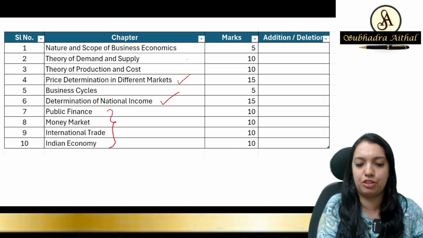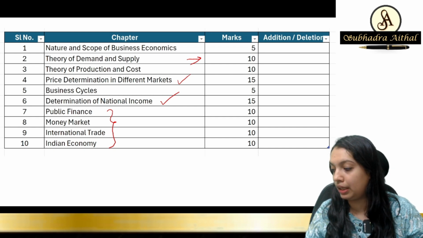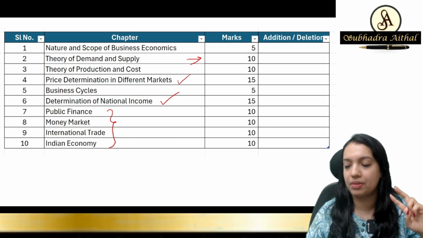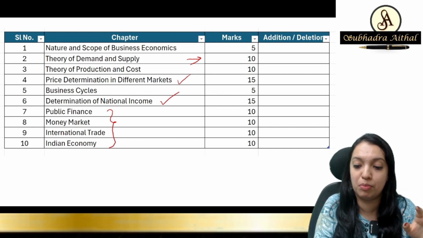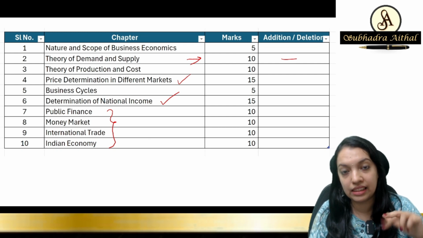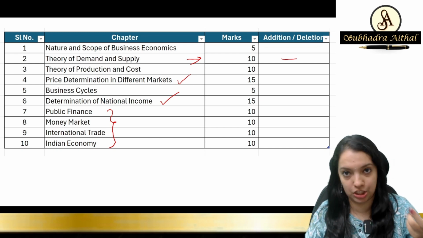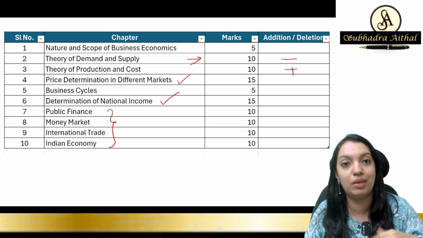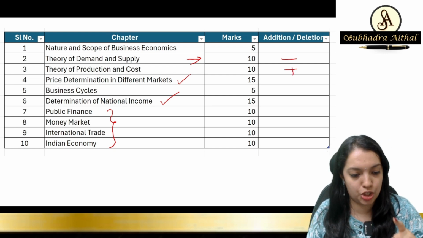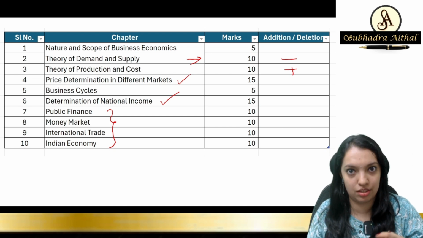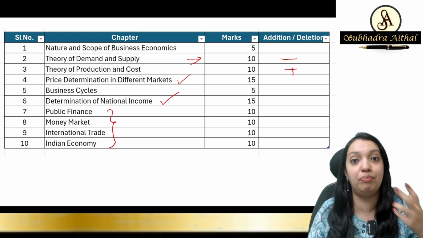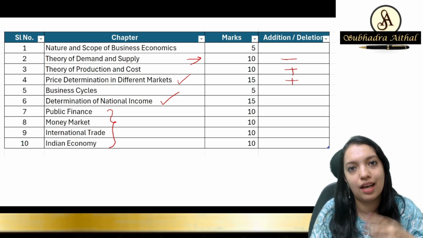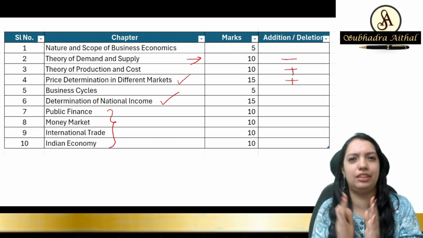If I take the example of chapter number 2, theory of demand and supply, small topics which were there earlier like demand forecasting, Marshallian approach have been removed from the syllabus. In theory of production and cost, which is chapter number 3, small topics like short run and long run have been introduced. In chapter number 4, price determination in different markets, a small topic, game theory, which usually comes in statistics, that game theory in oligopoly has been introduced. So small minor changes have been made.